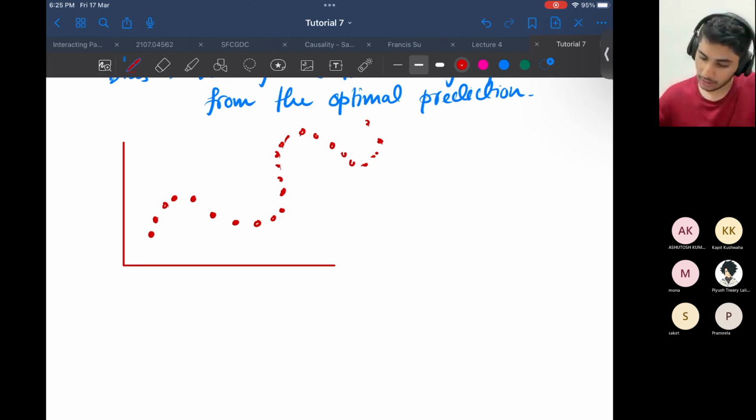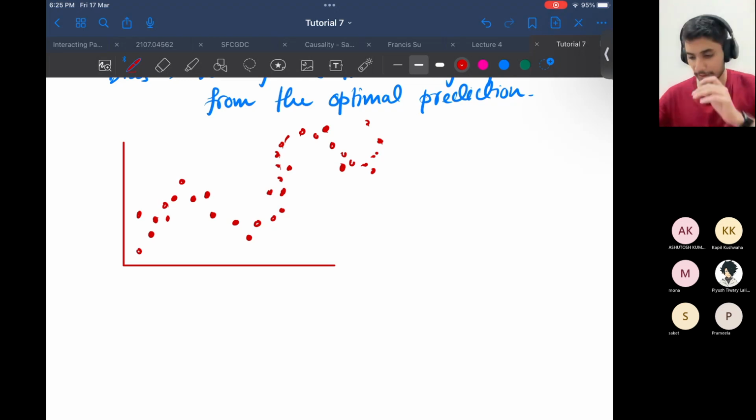Now, maybe I should have added some noisy points as well. So there is some noise to it too. Something like this would also suffice. Yeah, so this is our data. Maybe my drawing is not good, but I hope you get the gist of it. So this is your data.